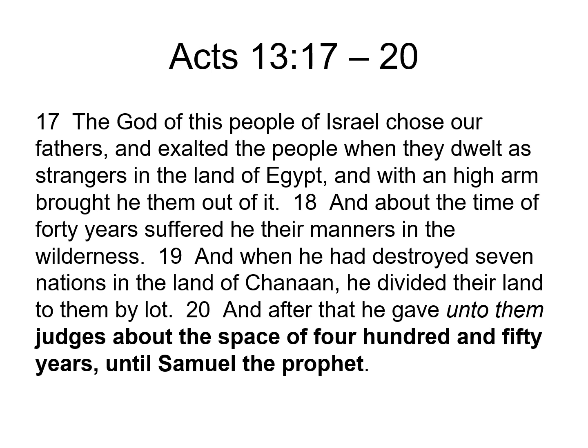And about the time of 40 years suffered he their manners in the wilderness. And when he had destroyed 7 nations in the land of Canaan, he divided their land to them by lot. And after he gave unto them judges about the space of 450 years, until Samuel the prophet." So in verses 17 to 18, he talks about the Jews leaving Egypt and their 40 years in the wilderness. And then in verses 18 and 19, he talks about the conquering of the land taking about 450 years.